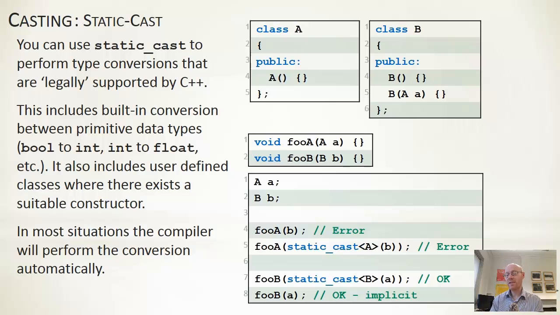Now, this is an R value B. It's not one that we can directly access. It's a temporary variable that gets to be created and passed around and then discarded. So it's an R value. And I will pass this into foo B, and it can be quite happy about it. At line 8, it also works.